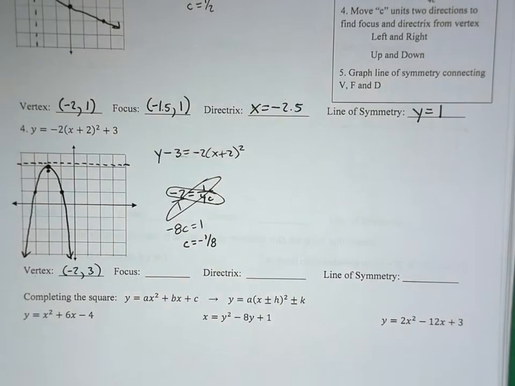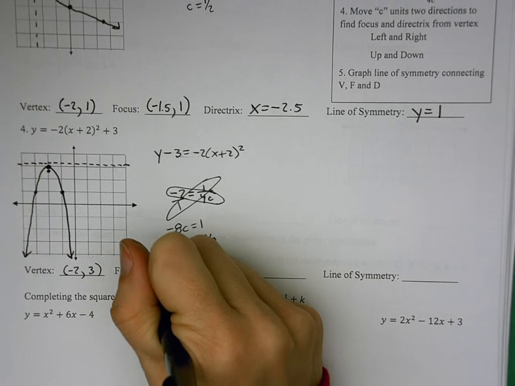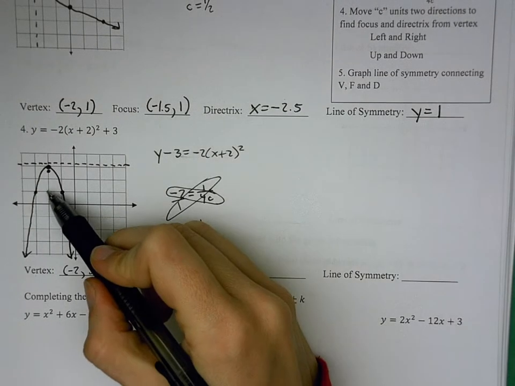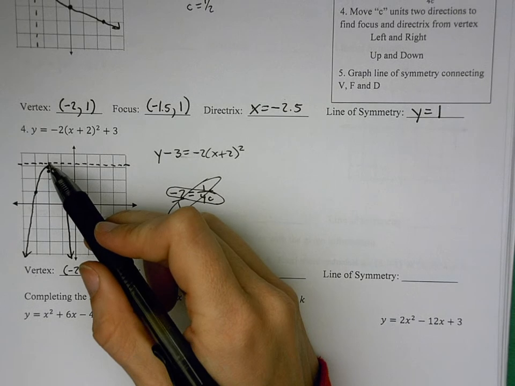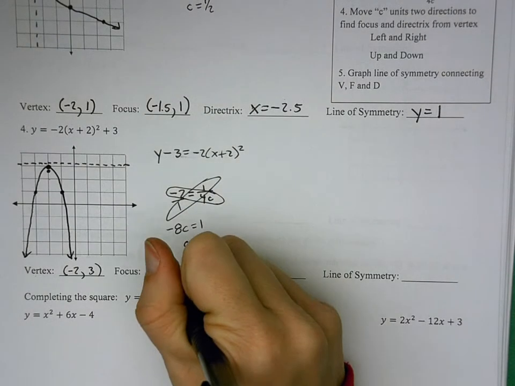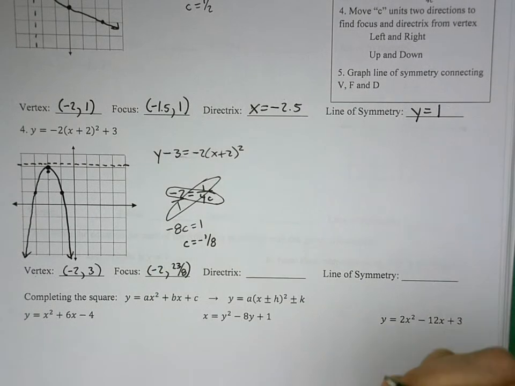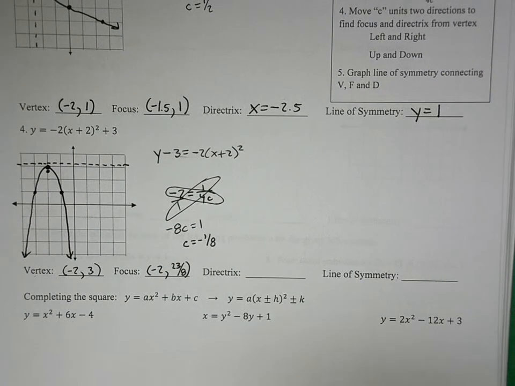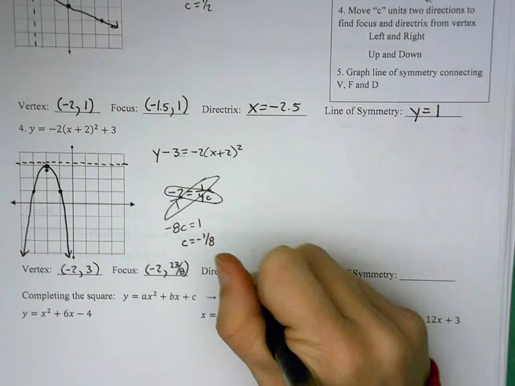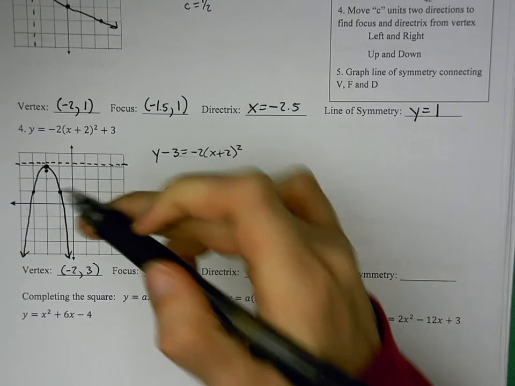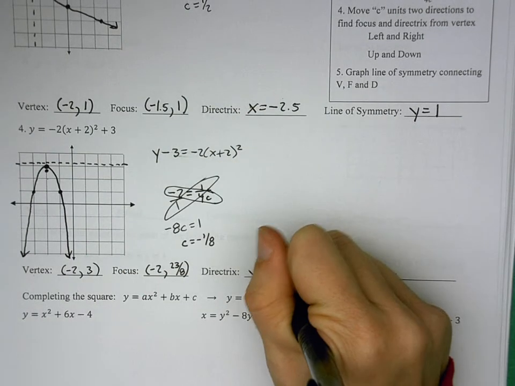Okay? Our focus, this coordinate point, is at x equals -2, y equals 2 and 7/8, which is 23/8, or you could do 1/8 less than 3. And then the directrix is a horizontal line, so this is y equals, and it's 1, 2, 3, and 1/8. So this would be 25/8.